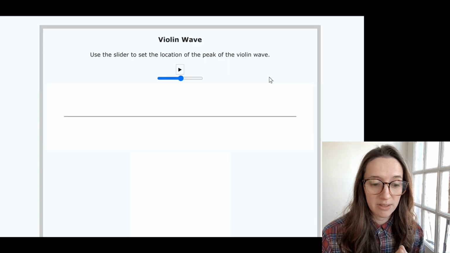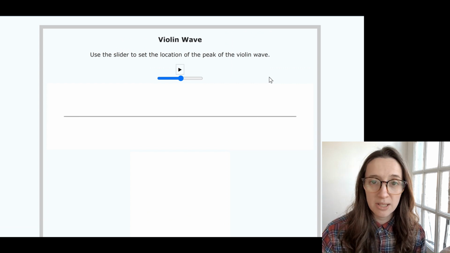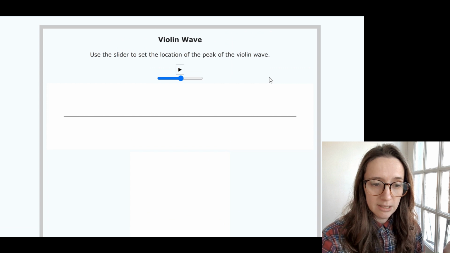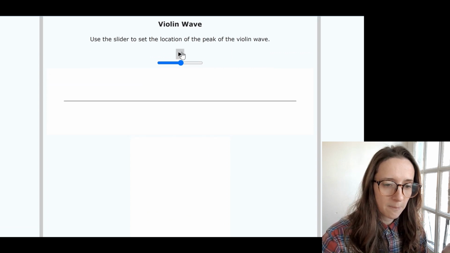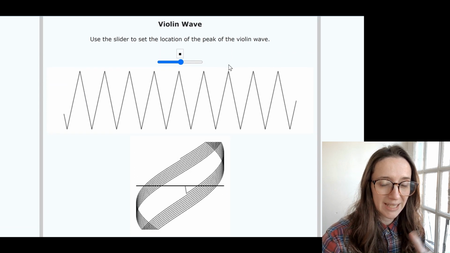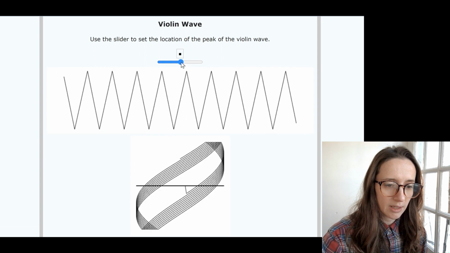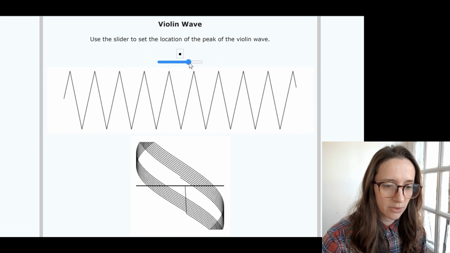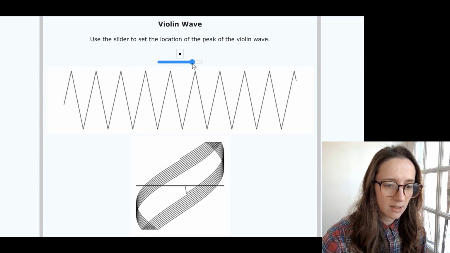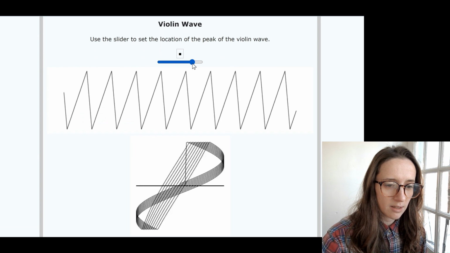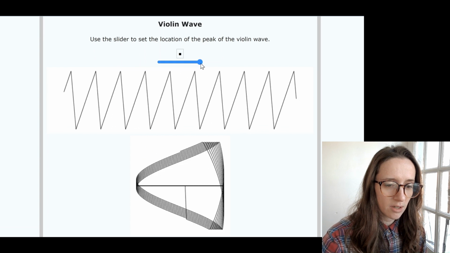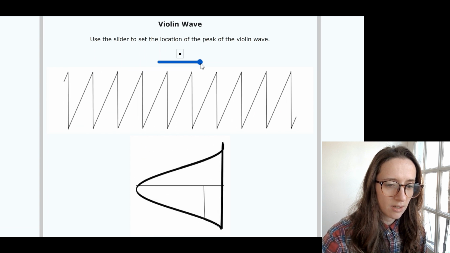This app allows us to see how these experiments of the vibration of the different parts of a violin string might look and sound. Here's right in the middle. And we move the point further to the right. Even further. And let's try to the left.